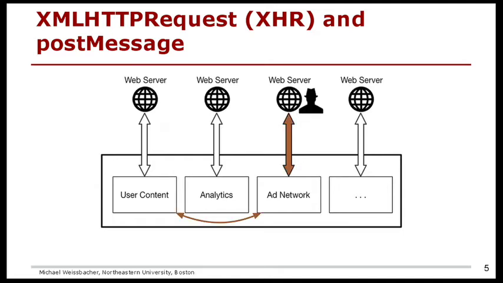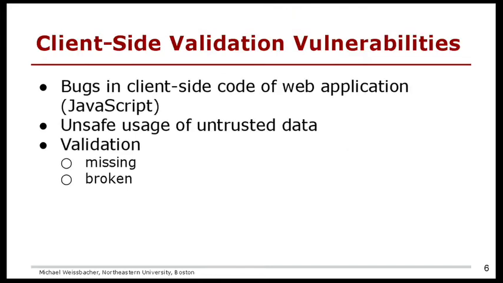The issue is if this is not done correctly, an attacker, for example, who can take over an iframe in one of those websites might be able to send a message with exploit code to another frame and, for example, steal a cookie from there or act on their behalf. These are client-side validation vulnerabilities. These are bugs in the client-side portion of web applications. This happens if untrusted data, which can be from another frame, is used in an unsafe way. The validation of this data is either completely missing or it is done in a broken way, which is not lining up with what was intended by the developer.